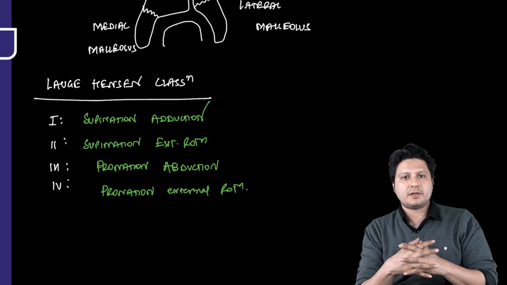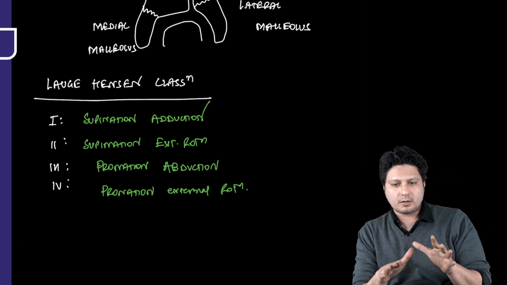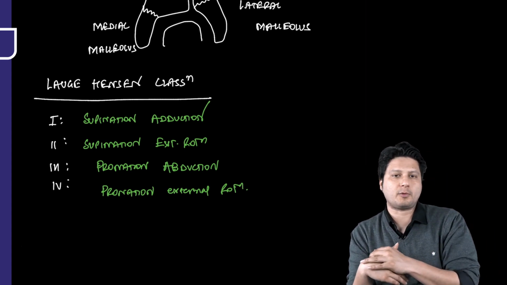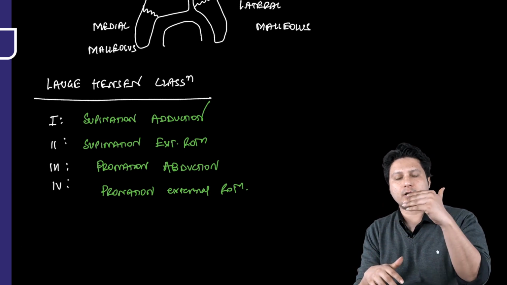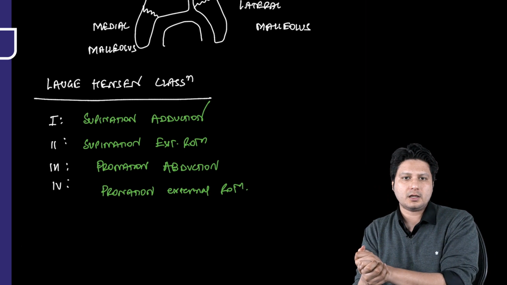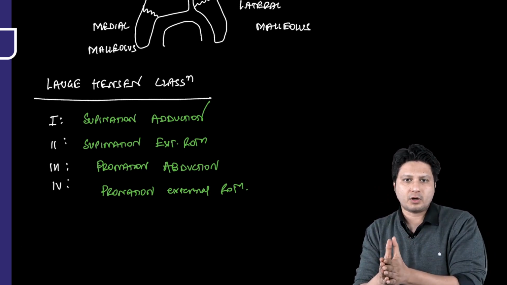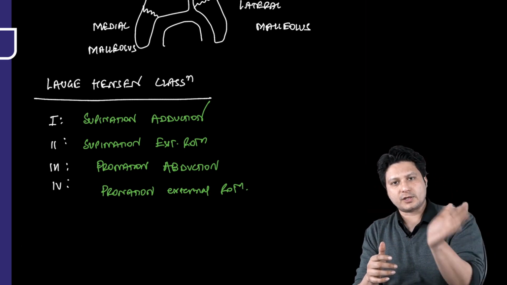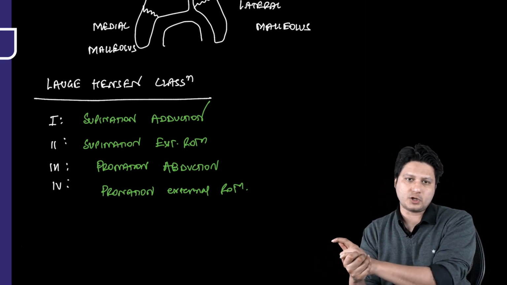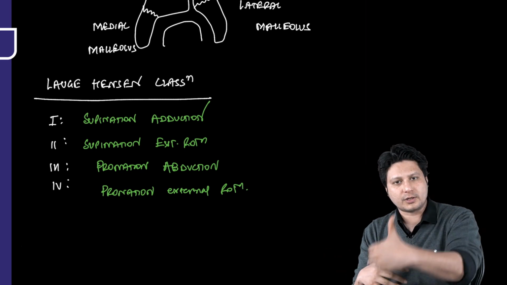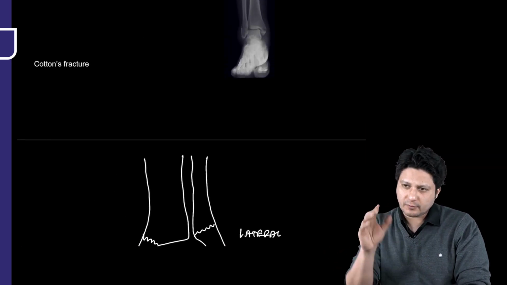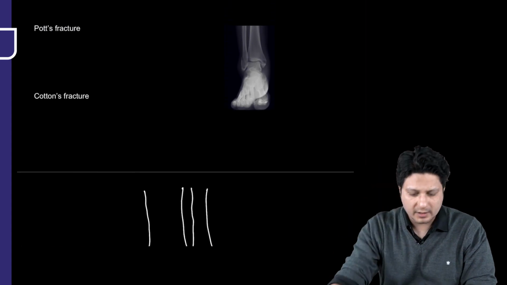So what happens is they can give you a question that according to the Lauge-Hansen system of classification, which of the following injuries leading to malleolar fracture is not involved in causing the injuries around the malleoli. All right. So supination adduction, supination external rotation, pronation abduction and pronation internal rotation could be the options, and pronation internal rotation is the correct answer for that. All right. So just remember the Lauge-Hansen system of classification. If at all they ask this question, it will be for the first time they ask it.